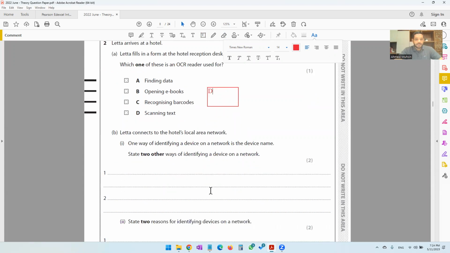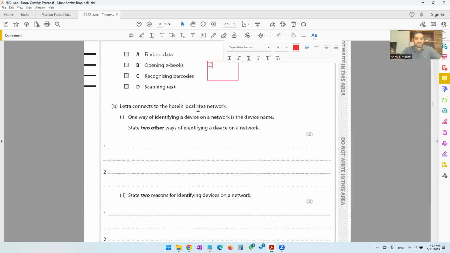The next one says LETA connects to the hotel's local area network. One way of identifying a device on a network is the device name.